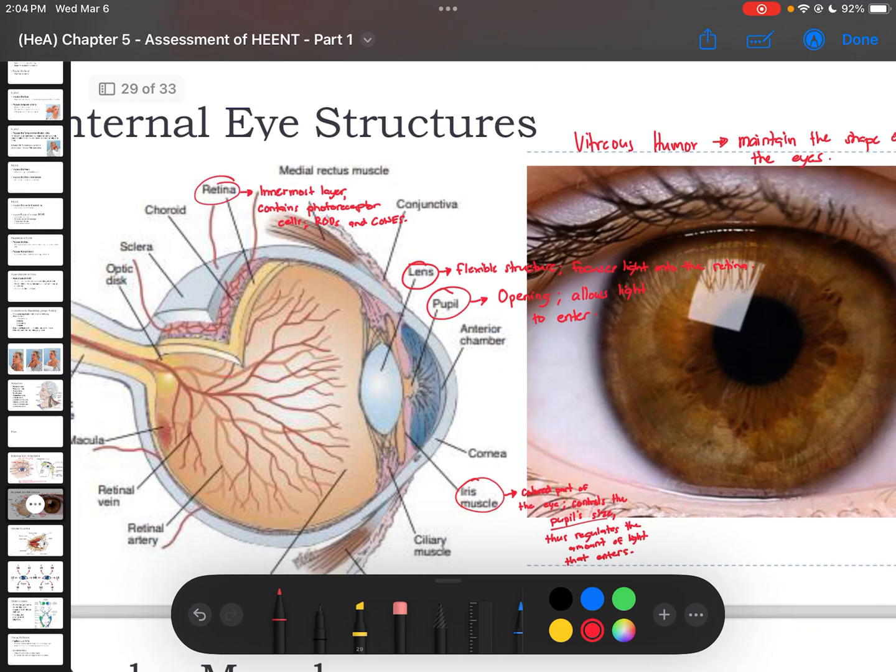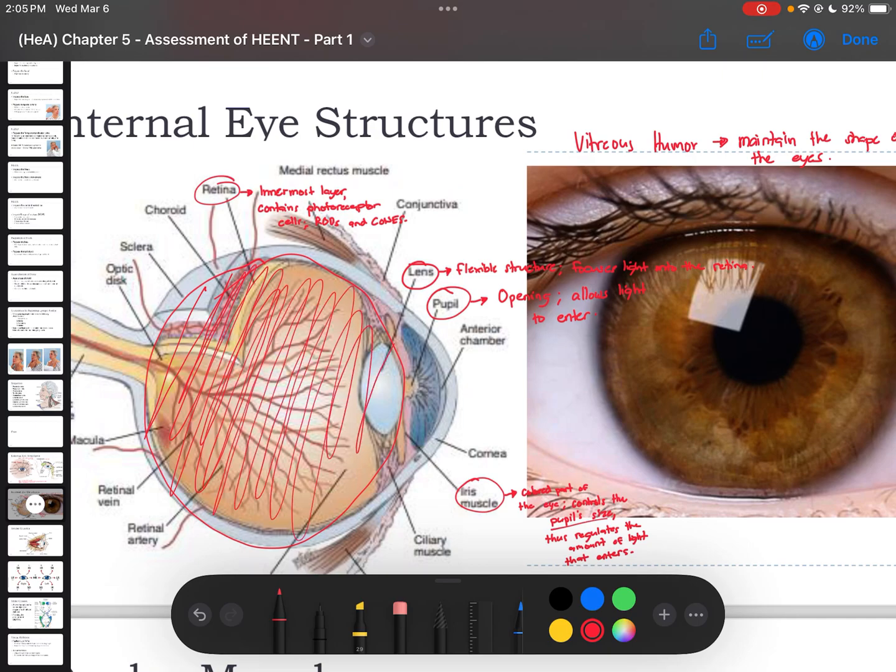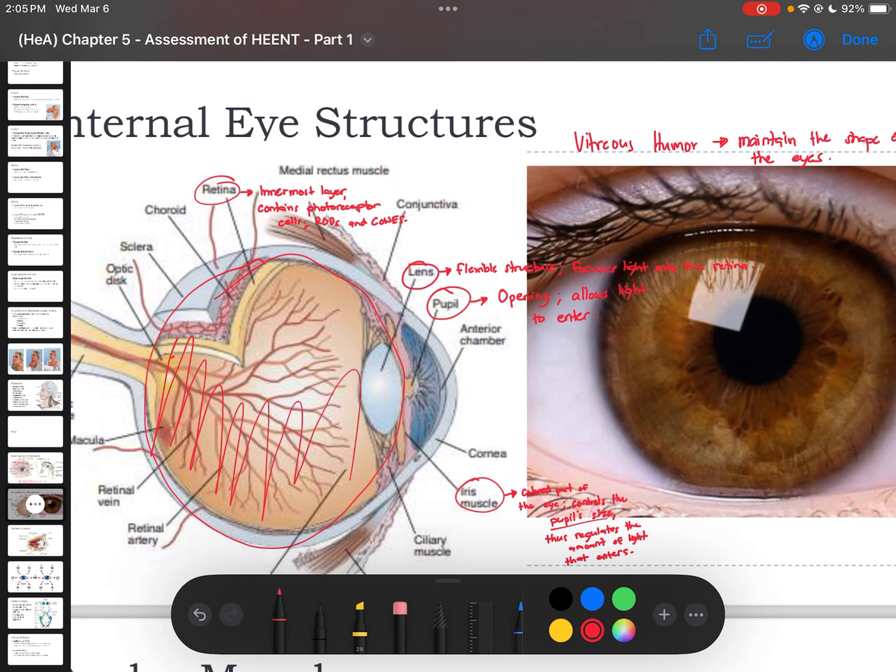So, imagine your eye, class. It is like a water balloon. If it is full of fluid, it will maintain its circular shape. But if, for example, there is only a little fluid, obviously, it will deflate.